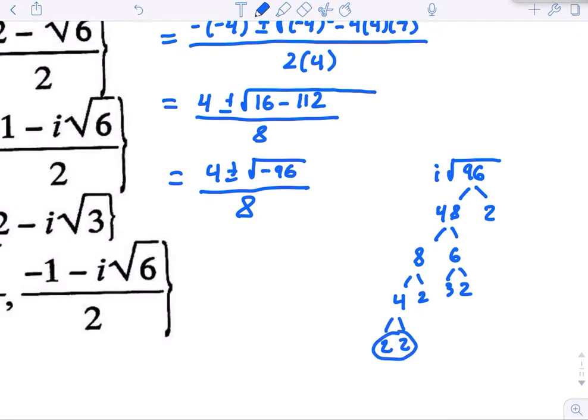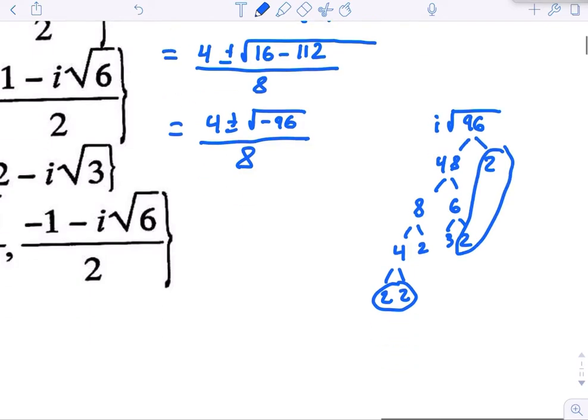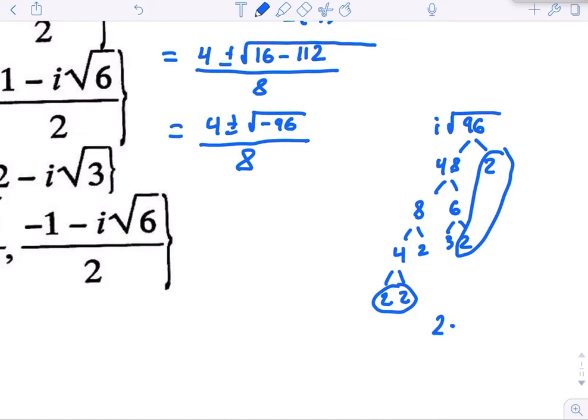So here's a pair there, here's a pair there. So that means I know one set of 2's comes on the outside and another. And remember, there's still an i out there. Square root, leftovers, the 3 and the 2, so that means 3 times 2 is 6. So 4i root 6. That's the simplification of square root of -96.